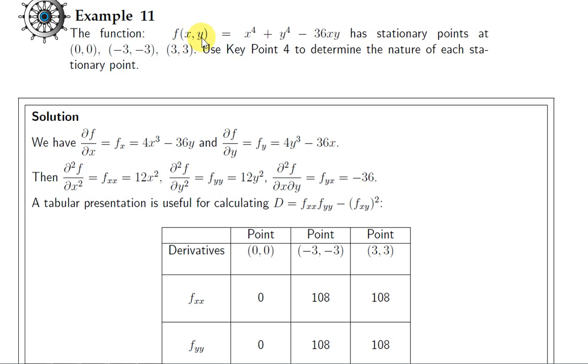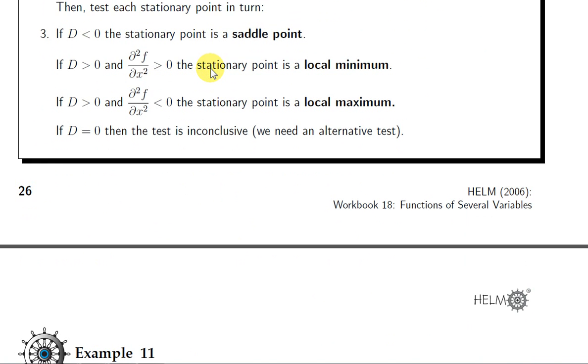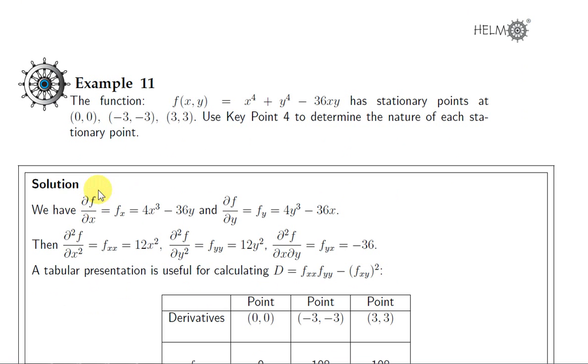So let's take this example here. f of x, y equals x to the 4 plus y to the 4 minus 36xy. We are given the xy coordinates of its stationary points. We need to calculate this quantity D, so we need to take second partial derivatives. So we need to start off by getting the first partial derivatives, df dx or f sub x and df dy or f sub y.